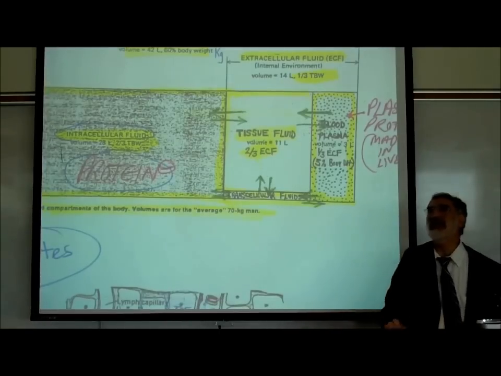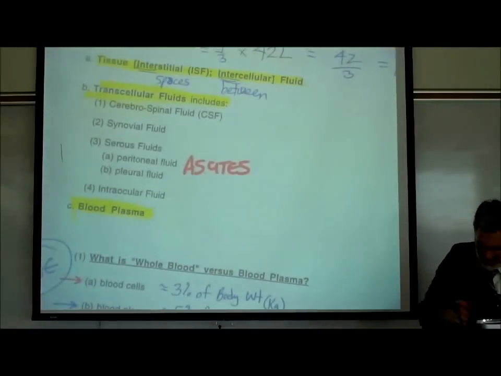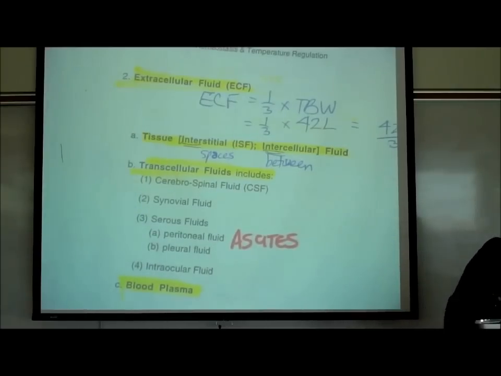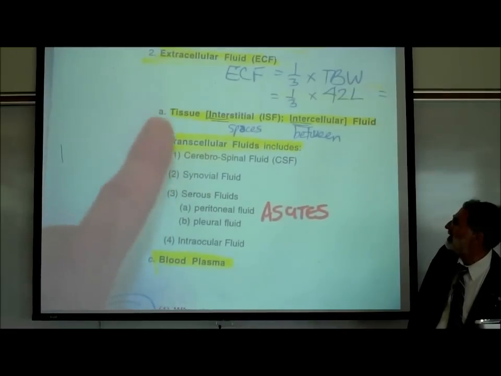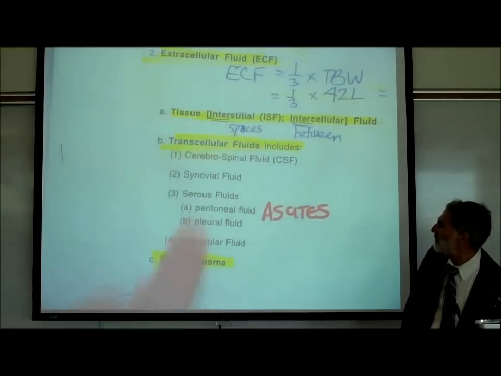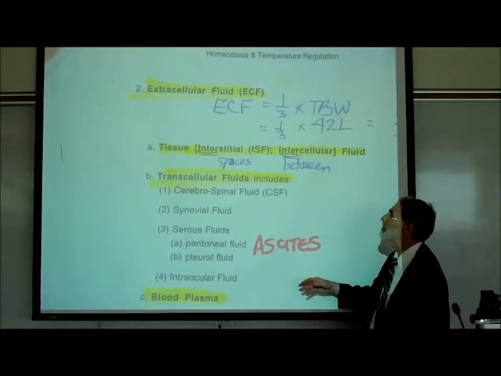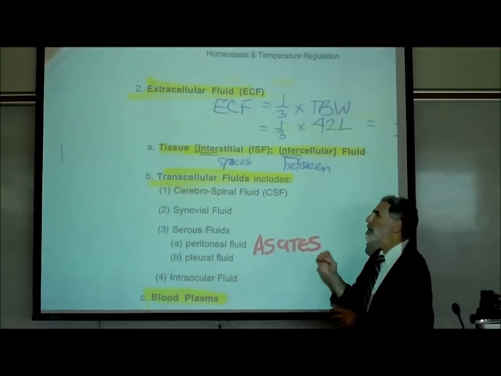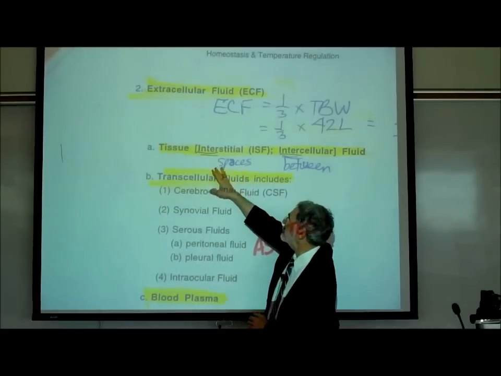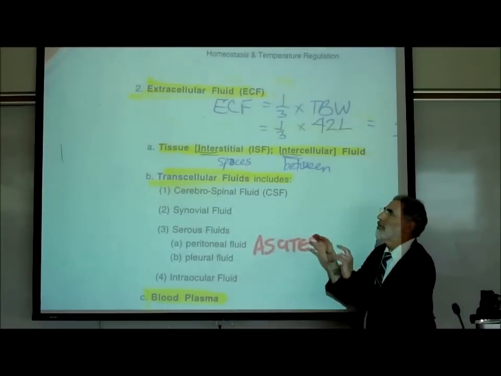Now, there's one more category of extracellular fluid. It's called transcellular fluids. What are transcellular fluids? Well, first of all, let's look on page C3. On C3, you'll notice we've listed extracellular fluids, and here are these three that we've been mentioning: tissue fluid, transcellular fluids, and blood plasma. Tissue fluid is also known as interstitial fluid or intercellular fluid. In fact, most nursing books call tissue fluid interstitial fluid. That's the term used in all nursing books. Why is it called that?